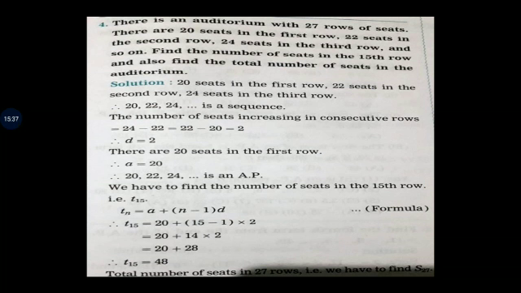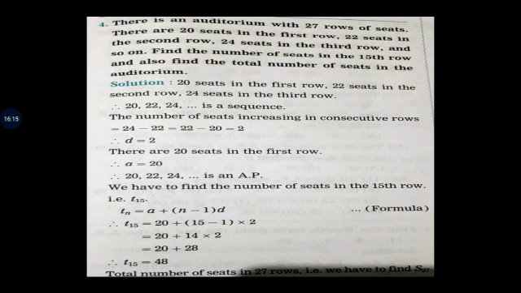See the next now. There is an auditorium with 27 rows of seats. There are 20 seats in the first row, 22 seats in the second row, 24 seats in the third row, and so on. Find the number of seats in the 15th row and also find the total number of seats in the auditorium. Now see, the sequence has been given here. What is that sequence? 20 seats in the first row, 22 in the second row, 24 in the third row. That means the sequence given here is 20, 22, 24 and so on. So the value of A is 20 and the common difference between the terms is 2.